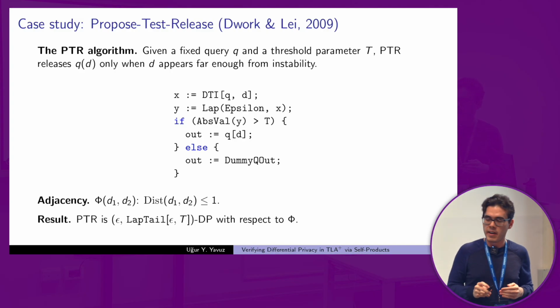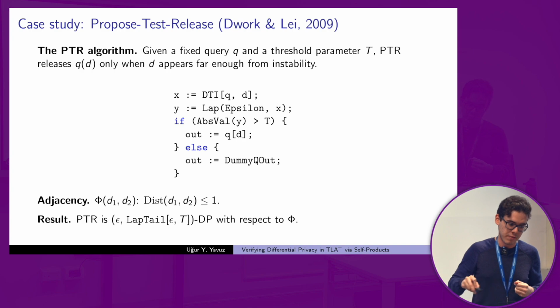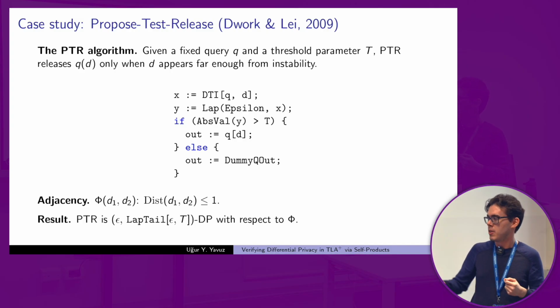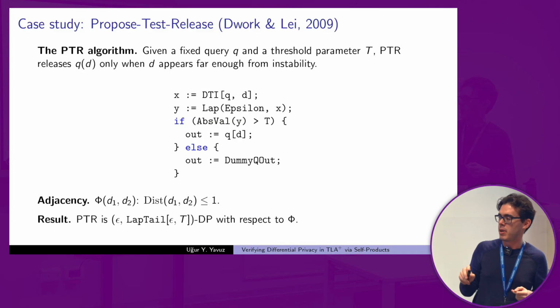The adjacency relation phi is the most natural one. It's 2 databases at distance at most 1. And the result is that PTR is epsilon and lap tail of epsilon and t differentially private with respect to phi. That is an approximate DP algorithm whose delta budget is the Laplace tail bound for epsilon and delta parameters.